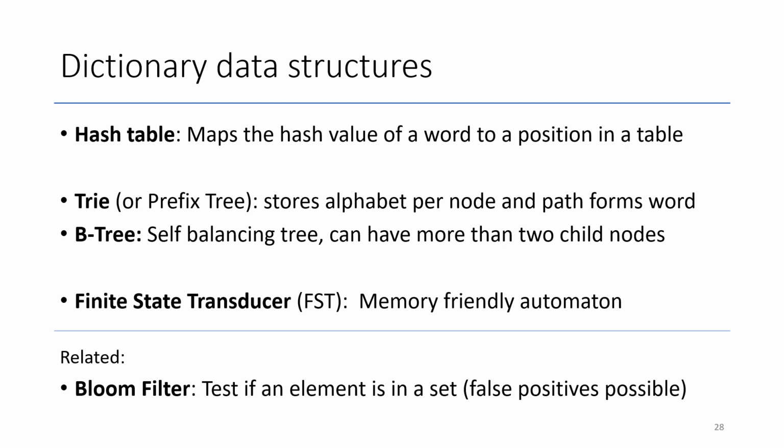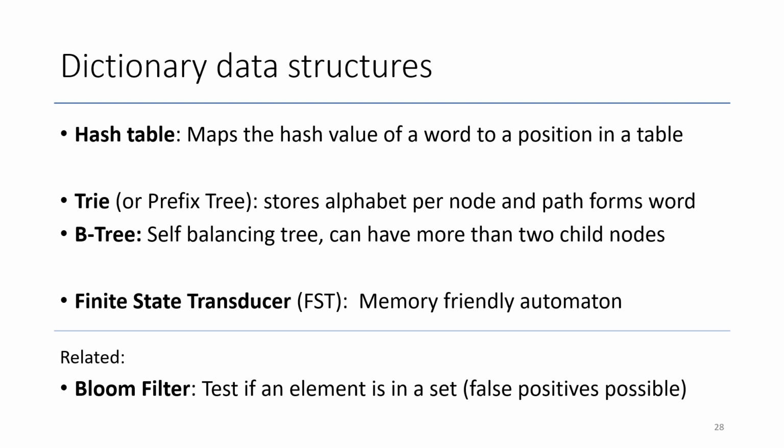Then if you have a B tree, you can have a self-balancing tree that improves the efficiency of a normal tree. And often also used is a finite state transducer, which is a very memory-friendly automaton that allows you to create your dictionary once as this automaton that walks through different characters.